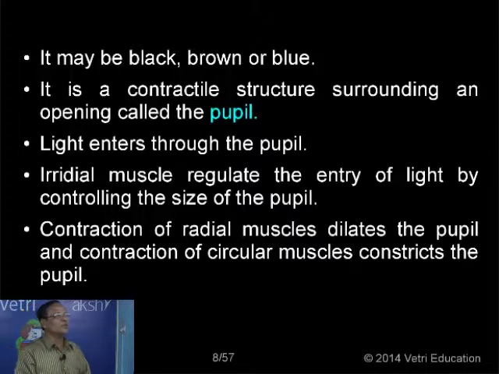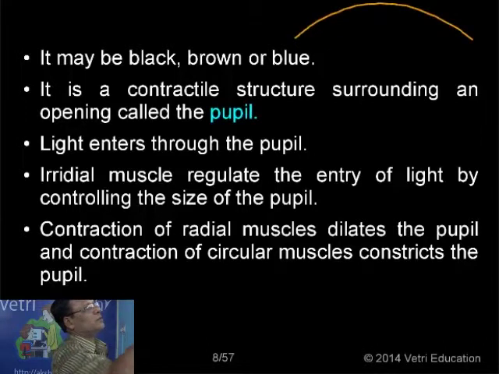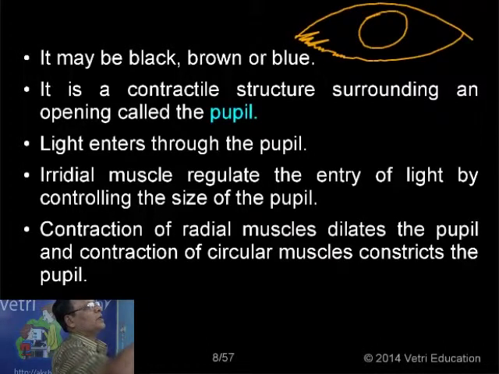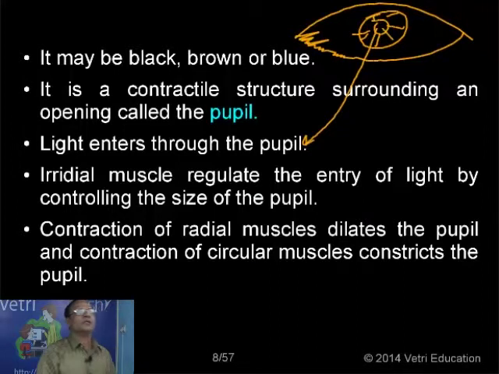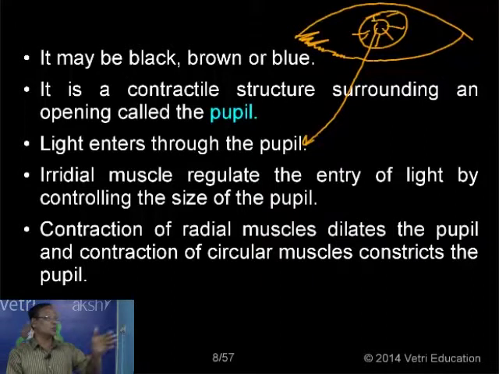So it is normally a contractile structure made up of smooth muscles surrounding a small hole or opening. For example, this is what is called the white of the eye, and this is the iris part, and this opening is called the pupil. A small opening that is surrounded by the iris muscles. And the pupil admits the entry of light into the eyeball to be focused on the retina. So light enters into the eyeball only through this pupil.